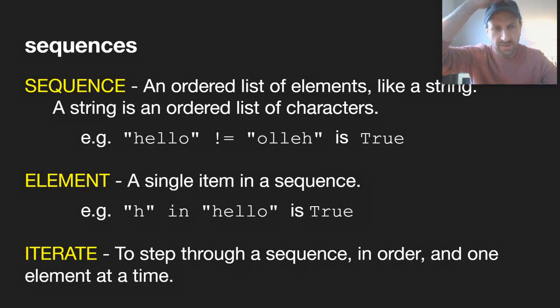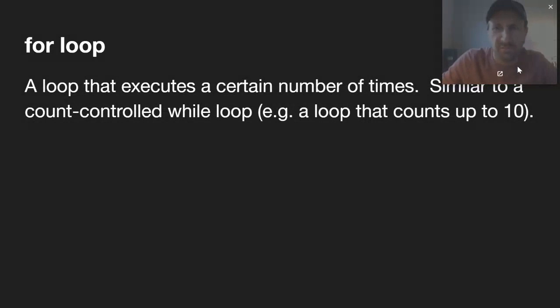Right? And once we understand what a sequence is, we quickly learn that we can step through those. And when you step through a sequence in order and access one of those items at a time, you are iterating through that sequence. So there's a new vocab term, iterate, that we're going to use often in this unit, which leads us to discussing a for loop more.